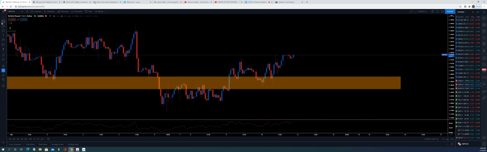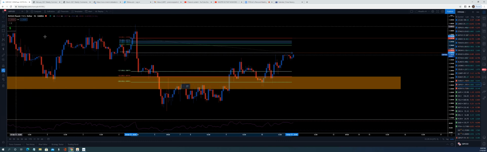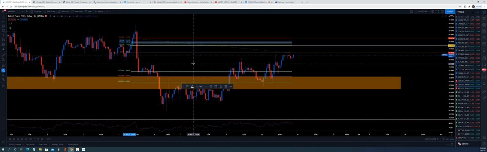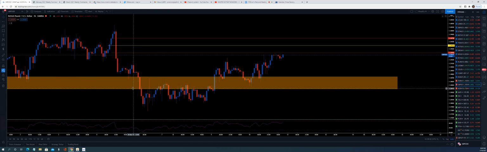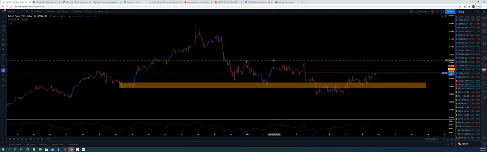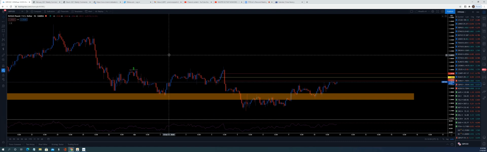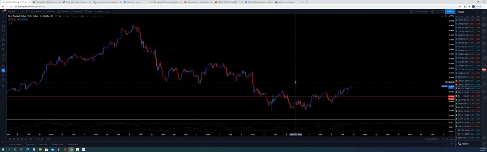I definitely expect GBP to reach up in that imbalance at least to the halfway mark. So yeah, I expect GBP USD to come on up in here, give us a sell off of this engulfing candle, similar to Euro USD.